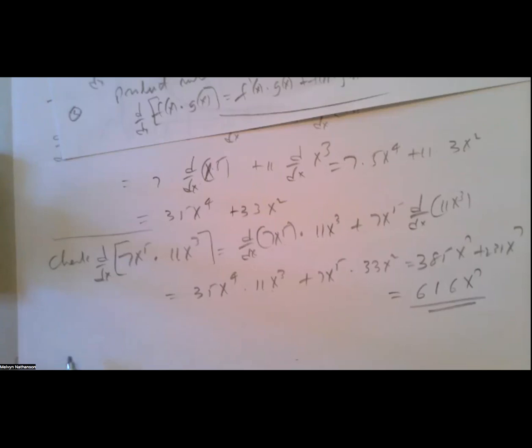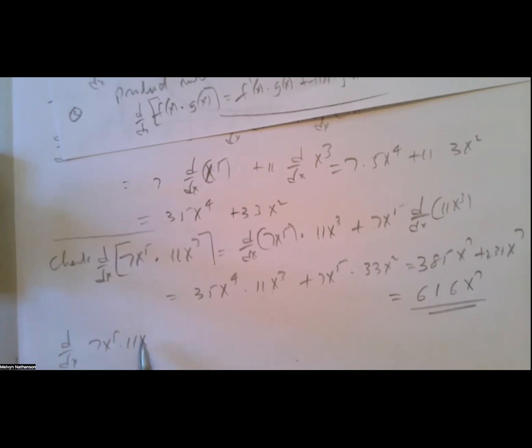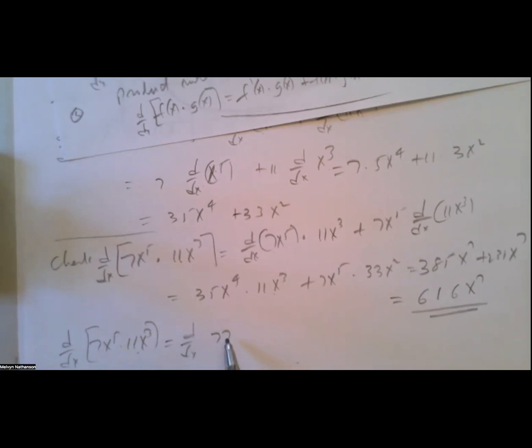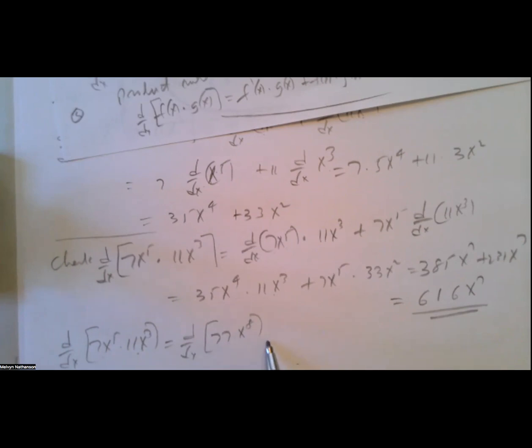Let's do this problem another way. The derivative of 7x to the 5th times 11x cubed, I could just multiply these. If I multiply them, I get 77 x to the 8th. By the power rule, this is 77 times 8 times x to the 7th. What's 77 times 8? 8 sevens are 56. Wow. 616 x to the 7th.